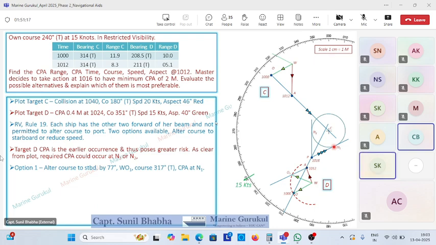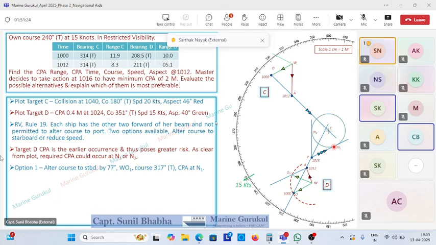Okay. So here the initial course of target D was 351 degrees, sir. And if you alter the course by 77 degrees to starboard, then the new course cannot be 317 degrees because 351 plus 77 will be something like 70 degrees. Okay Beta, the target Delta is not altering course. We are altering course. Our course was 240. Okay. Sorry, sir. Got it, sir.